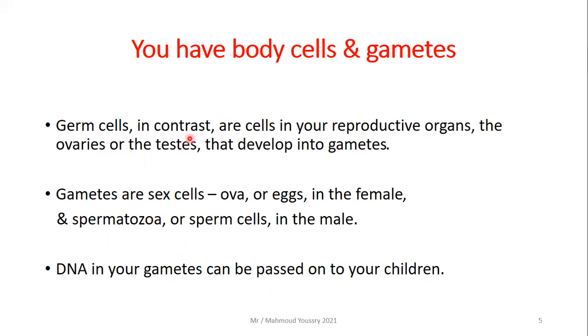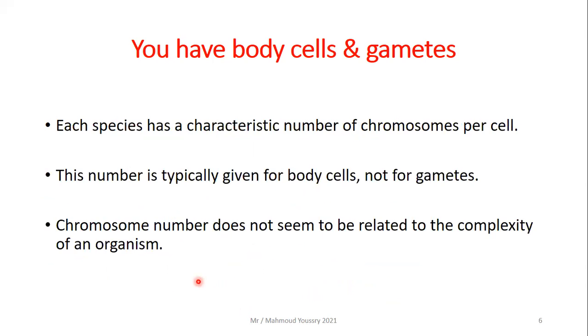Then germ cells. Germ cells, in contrast, are cells in your reproductive organs, the ovaries in the females and the testes in males, that develop into gametes. Gametes are sex cells, which are ova or eggs in the female and the spermatozoa or sperm cells in the male. The DNA in your gametes can be passed on to your children.